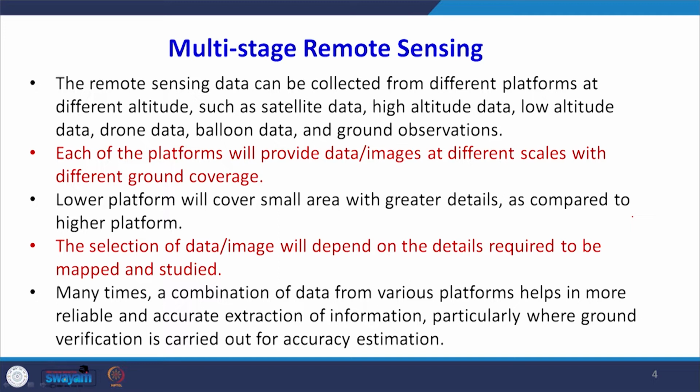Now, the selection of the appropriate data, which platform data we have to select, will depend upon the area which we are going to study and what our end objectives are. This will determine the selection of the data. Many times we use a combination of several data sets. One single data set from one platform may not suffice. So, we use data taken from different platforms, and it will supplement my analysis and give me more and more information. So, this is all shown by multi-stage remote sensing.